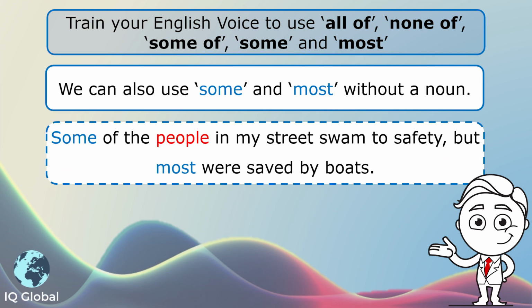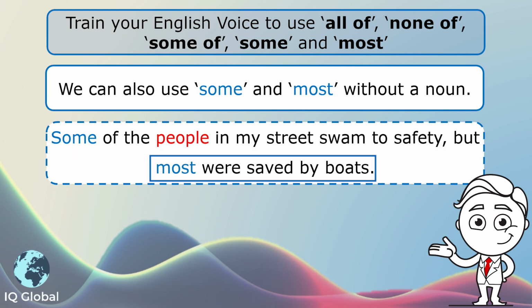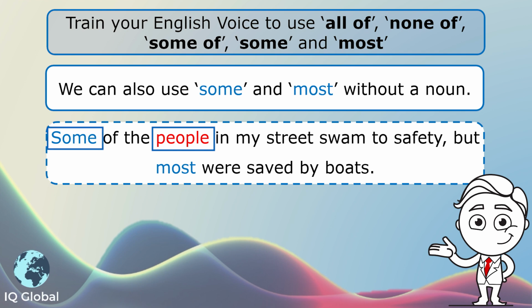Sentence 2. Some of the people in my street swam to safety, but most were saved by boats. So in the first part of the sentence, we know that the noun is people. Some of the people. So in the second part of the sentence, after the comma, we simply used the word most, but we didn't repeat the noun people.